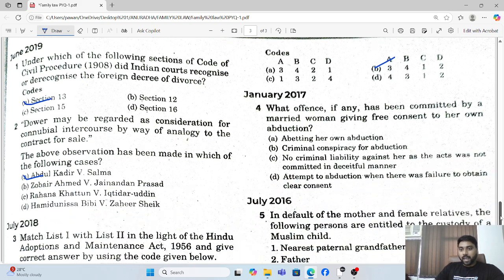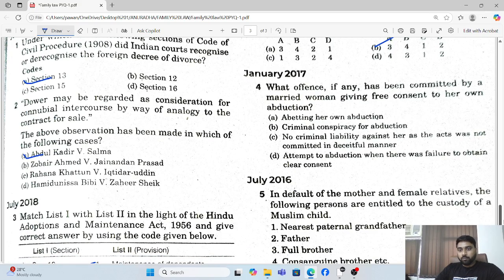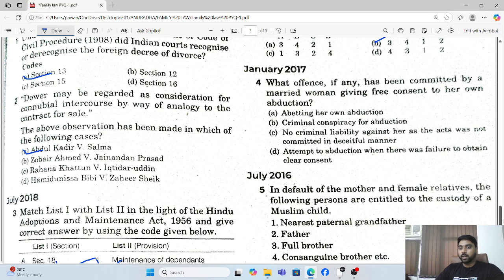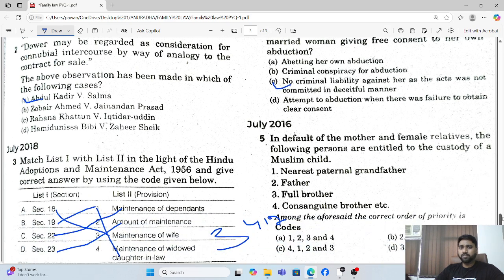What offense, if any, has been committed by a married woman giving consent to her own abduction? If a married woman gives consent to abduction, there is no criminal liability, because a married woman is definitely above 18, she is a major, and she herself gave the consent. If the consent is taken in an illegal manner, then criminal liability can arise under the Indian Penal Code or the Bharatiya Nyaya Sanhita. But if she gives her own consent, there is no criminal liability.